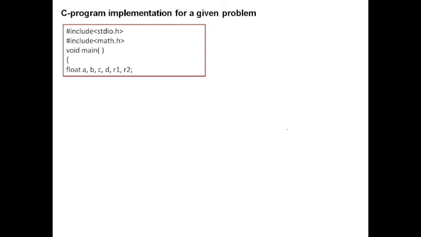So now let us implement a program. Here we have taken three variables. The first three variables represent the coefficients of the quadratic equation, right? This is the coefficient of x square, this is the coefficient of x, and this is the constant value. And to store the two roots, we are using r1 as the first variable and r2 as the second variable.